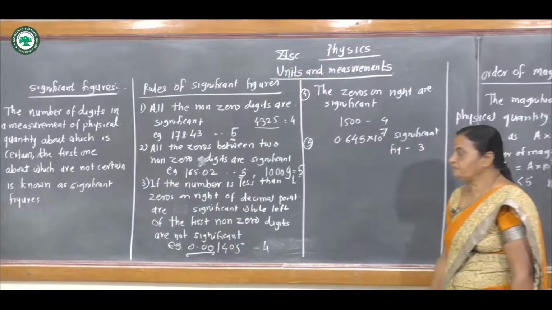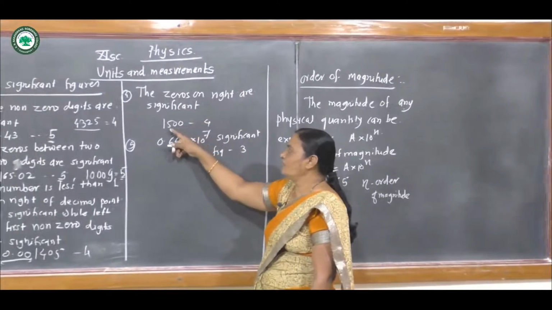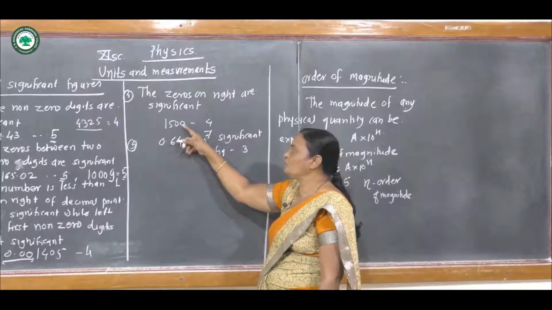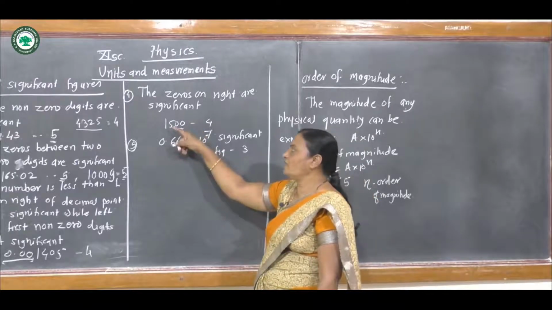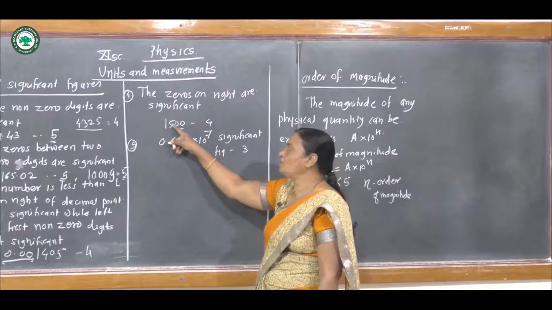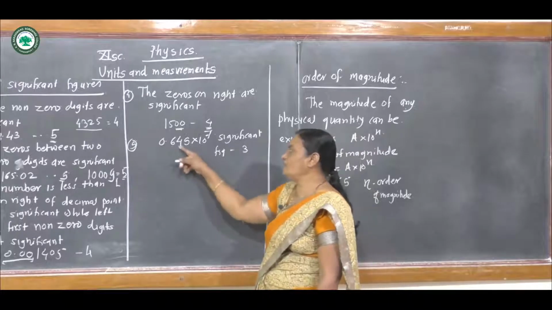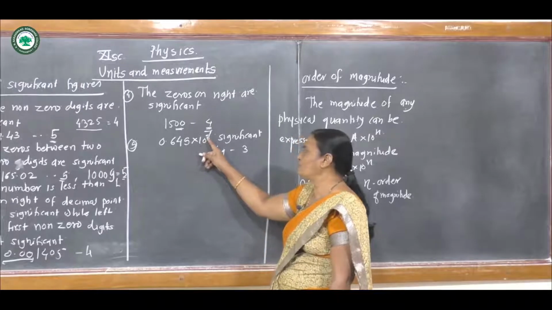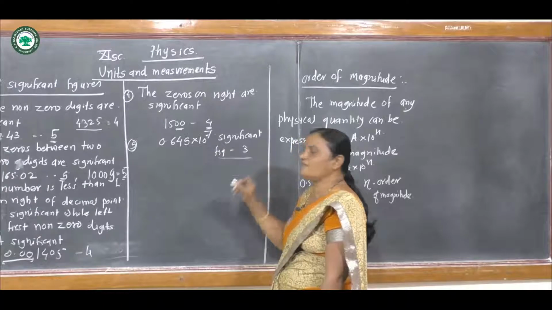Now the next rule: the zeros on the right are significant. Consider the example. Suppose 1500. In this case, these zeros are significant. Therefore, the significant figures for this example are 1, 2, 3, 4. 4 is the significant figure. Now consider this number, 0.645 into 10 raised to 7. In this case, these 1, 2, 3 are the significant figures.